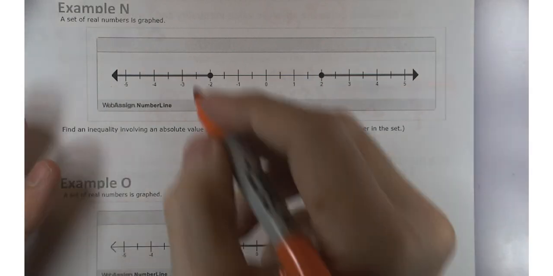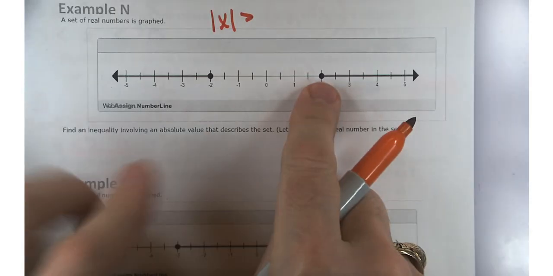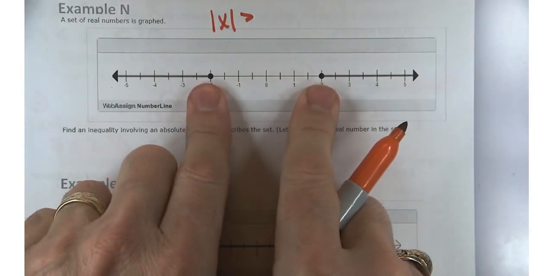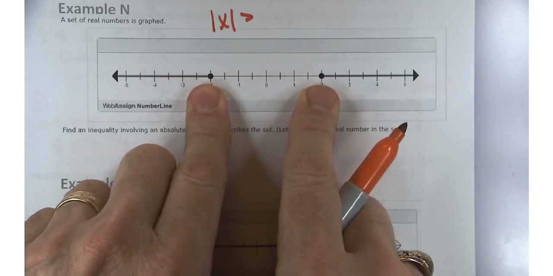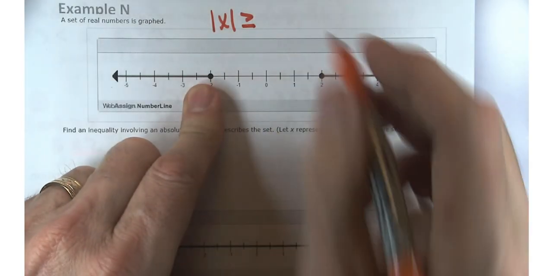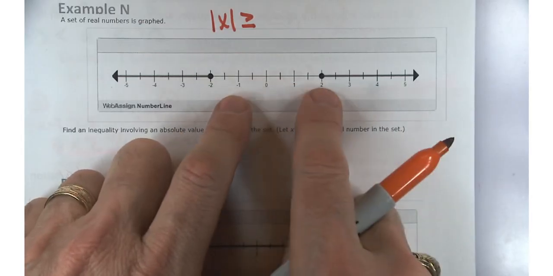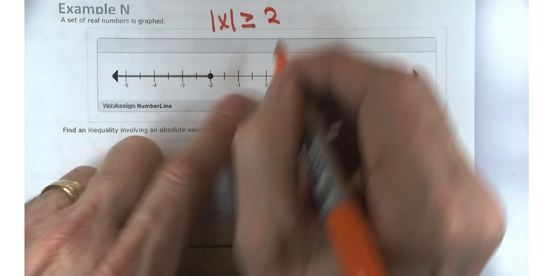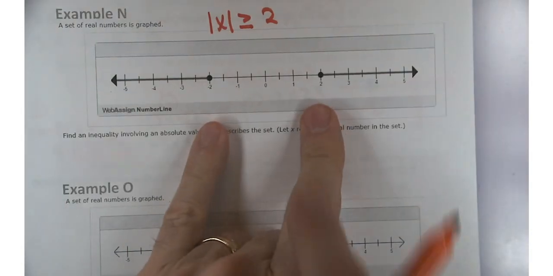So this is going to be the absolute value of x is greater than. Now, I'm using solid dots here, so would this be a greater than or equal to? Greater than or equal to. And let's see how far away I'm moving. So I move 1, 2. Oh, I move 2 to the right and 2 to the left. So this is the absolute value of x is greater than or equal to 2. If I had hollow dots here, then I just use absolute value of x is greater than 2.